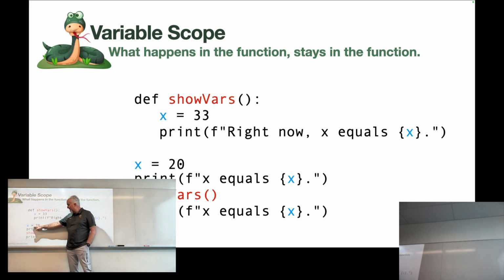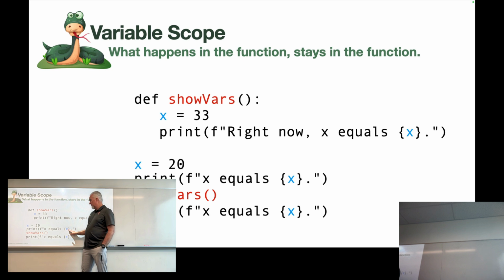So I start my main program here. I define x is equal to 20. And then I print x equals this. It's going to print x equals 20 here.